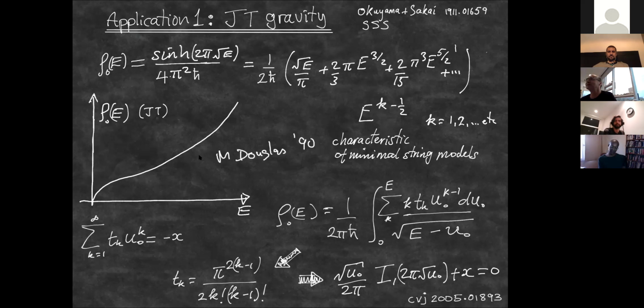Okay, so I have a question here. You said you regard it as an infinite number of minimal string models together. But here it seems like the density of states is just a linear combination of all the minimal string models. What do you really mean by there being infinitely many minimal string models? How do they couple with each other, or are they decoupled? Can we see from this linear combination?